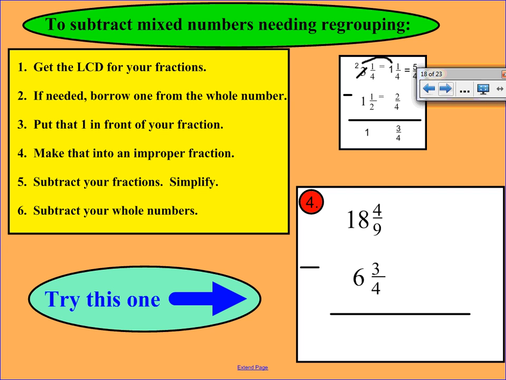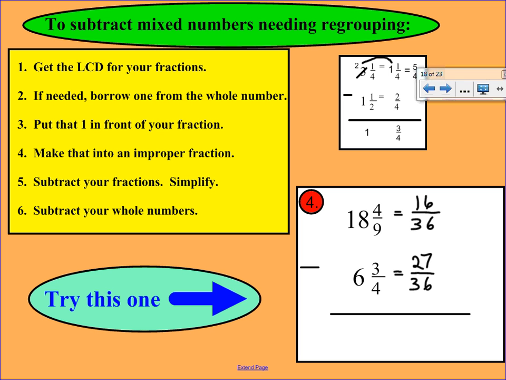Go ahead and try this one. It's the same type of problem. This time you have to figure out the common denominator. Okay, let's take a look at this one. We're going to use 36 as our common denominator, so that would be 16/36. And this would be 27/36.